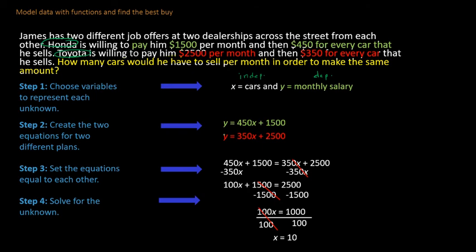Now, notice that in our last two examples, the question has been a matter of setting equations equal to each other and saying at what point are our salaries, are our payments going to be equal. The question could also ask you, say James sells 15 cars this month, which one will give him a higher paycheck?